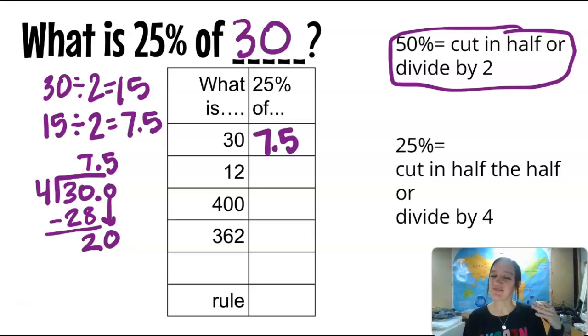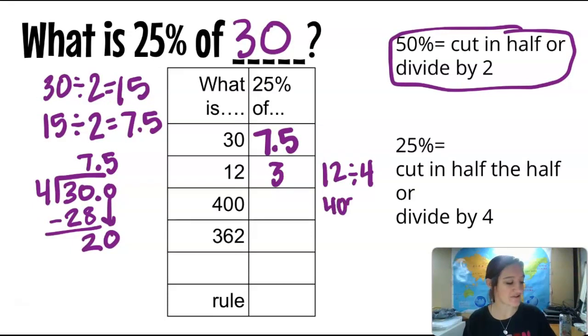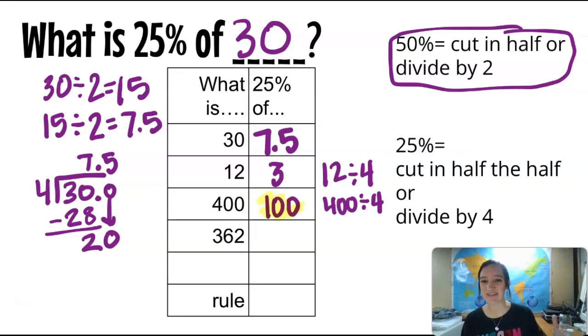So what is 25% of 12? Or a lot of people say, what is a quarter of 12? 25% of 12 is 12 divided by 4, which is 3. What is 400 divided by 4? It is 100. Let me give you an example of what this would be. There are 400 students. 25% of them are 5th and 6th graders. How many are 5th and 6th graders? 100 of them are 5th and 6th graders. That's an example where you might see 25%.